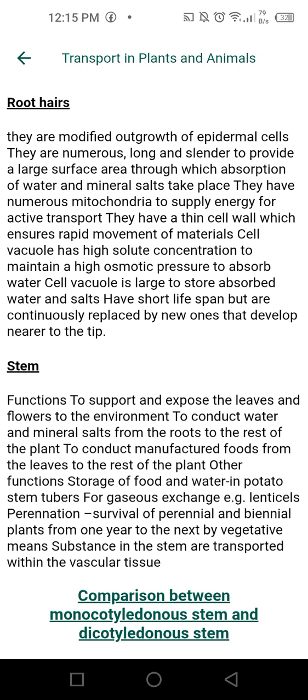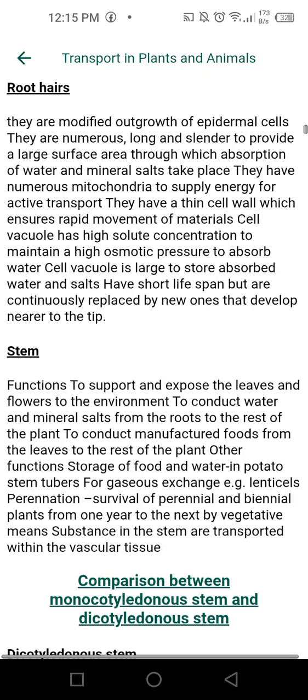Stem. Functions: to support and expose the leaves and flowers to the environment, to conduct water and mineral salts from the roots to the rest of the plant, and to conduct manufactured foods from the leaves to the rest of the plant. Other functions: storage of food and water, e.g. in potato stem tubers; gaseous exchange, e.g. lenticels; perennation, survival of perennial and biennial plants from one year to the next by vegetative means. Substances in the stem are transported within the vascular tissue.